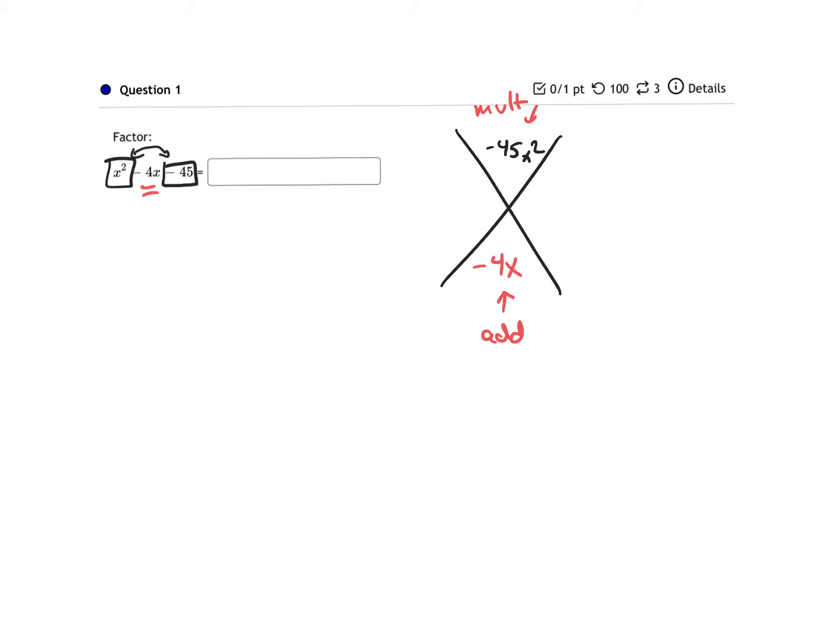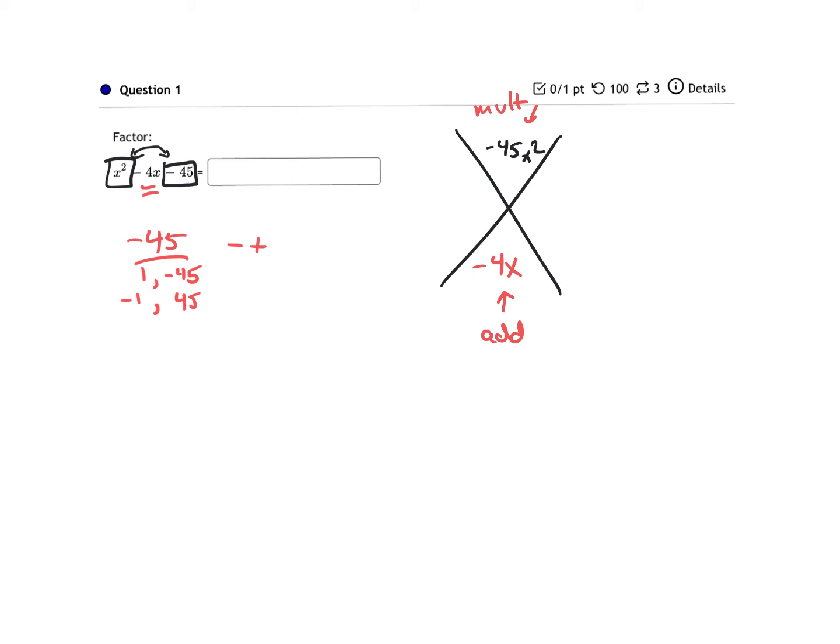So I'm going to start off by listing out the factors of negative 45. When I see negative 45, the first thing I'm going to do is notice that it's negative. So that means one of my terms has to be positive and one of them has to be negative. So when I list out the factors, I'm going to start with 1 and negative 45, negative 1 and a positive 45. Now, those don't have a difference of negative 4, so I can't use those.